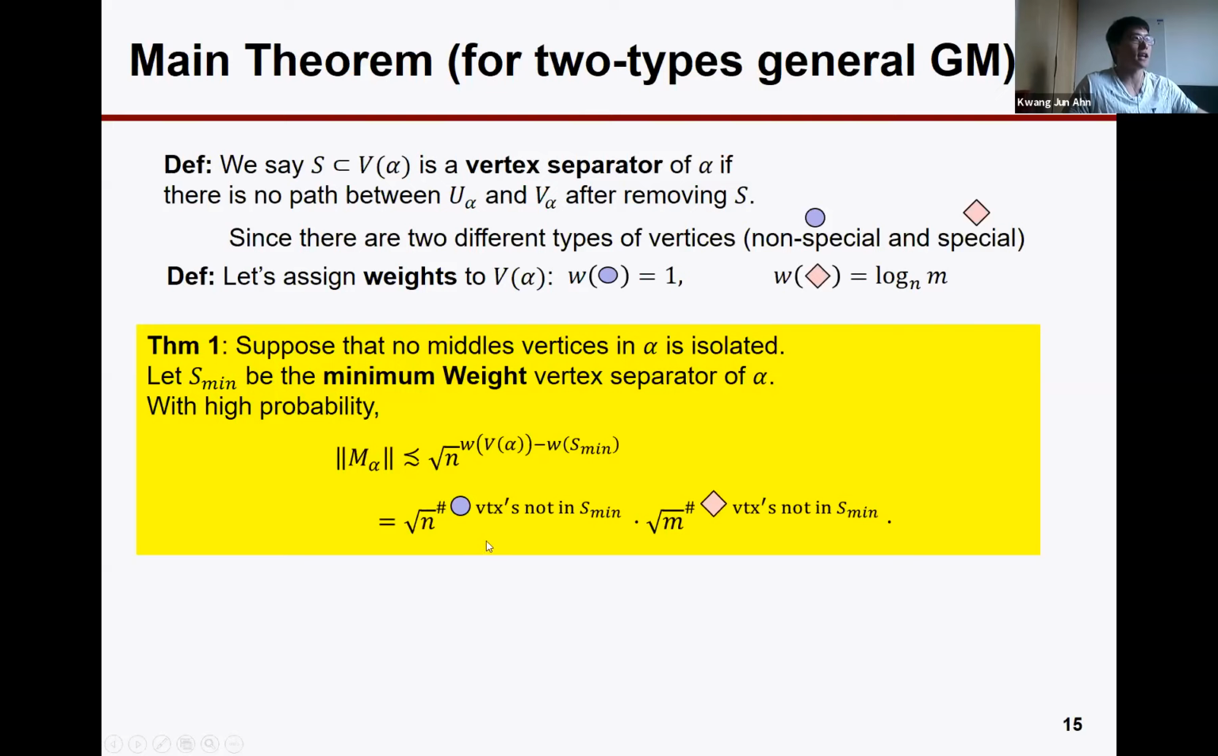this expression. It's nothing but, for each circle outside of the minimum vertex separator, you put this number into the power of square root n, and you do the same thing for the diamond vertex and put it into the exponent of square root n. Okay. So this exactly generalizes the simplified case, because there it was cardinality, but since the weight is 1, this is matching this. So this is just a generalization, but it turns out this bound will magically capture all these complicated examples in the literature.